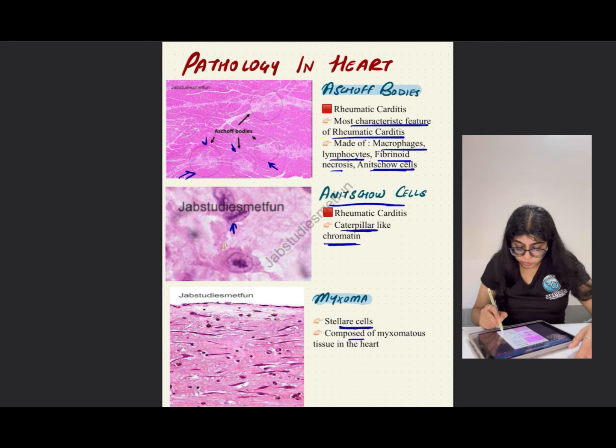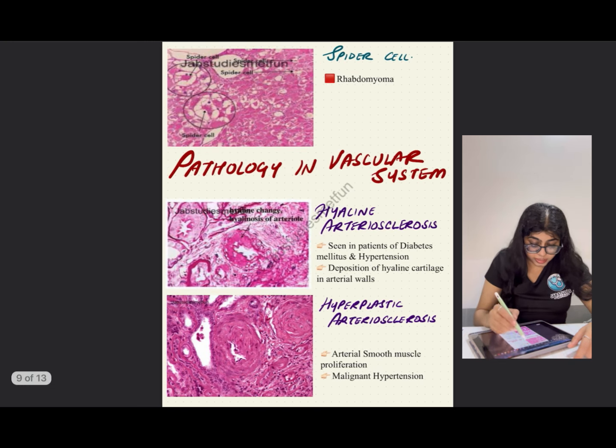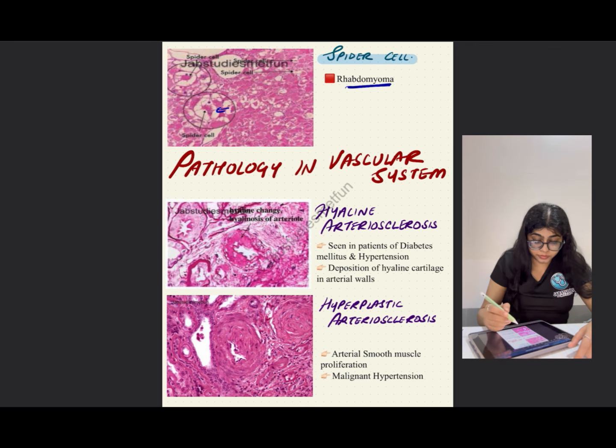It is composed of myxomatous tissue in the heart. This is a myxoma. Spider cell is the one which has chromatin which goes out in a spider web fashion, and it is seen in rhabdomyoma.